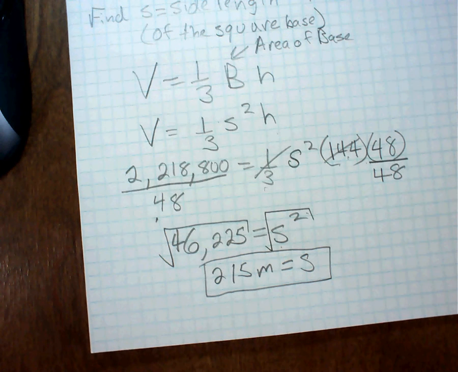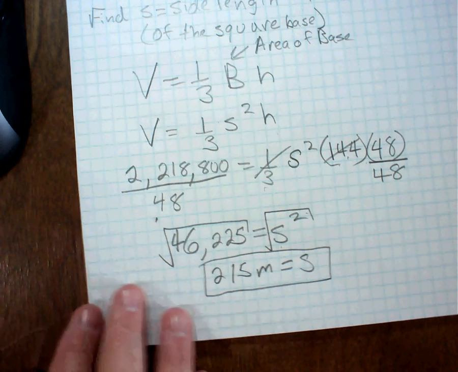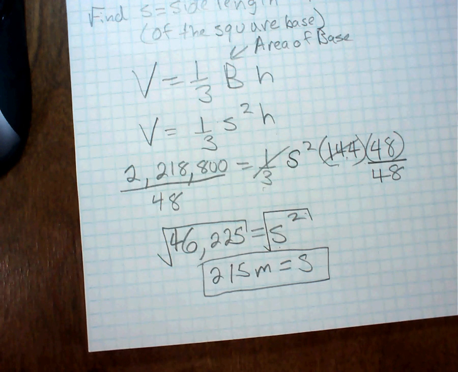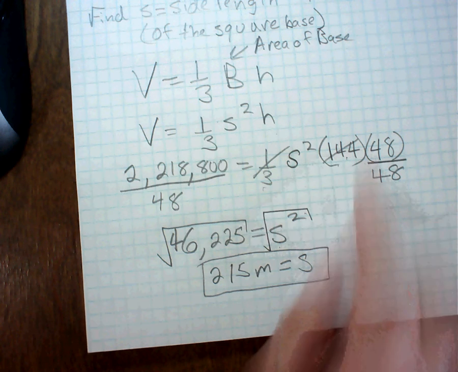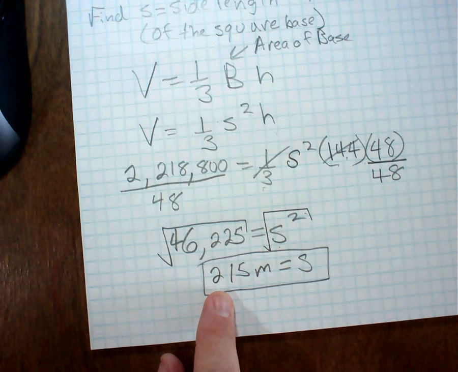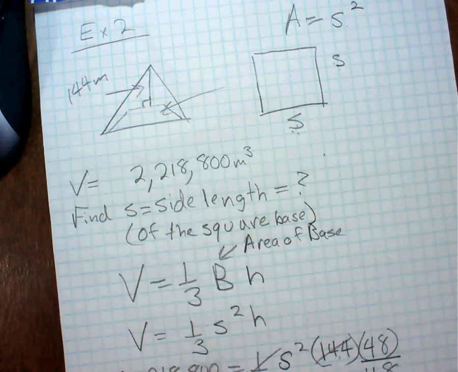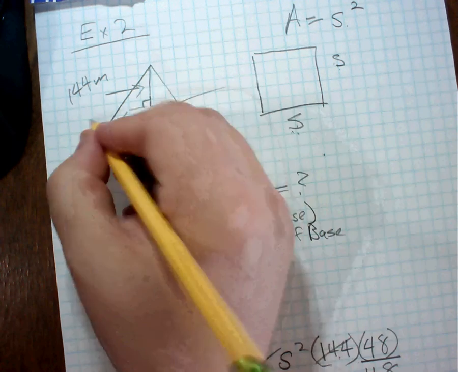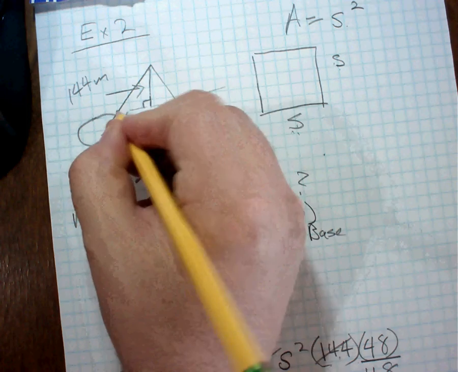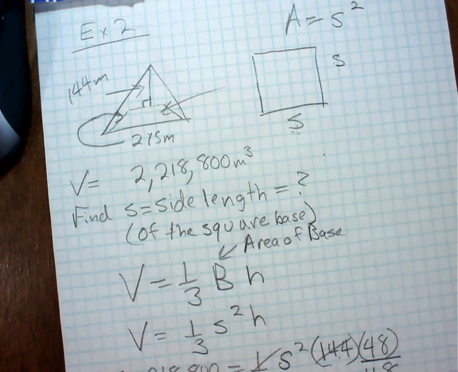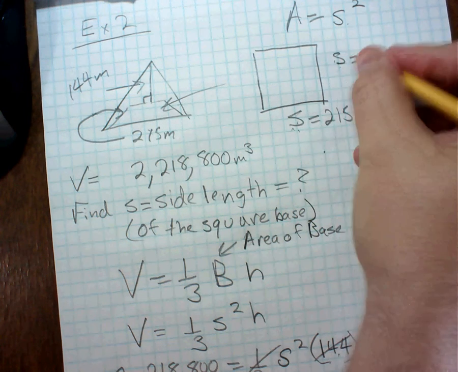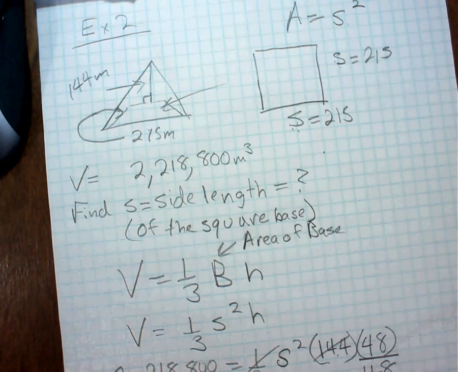And that's it. So a pyramid to have a volume of 2,218,800 with a height of 144 meters has to have a side length of 215 meters. In other words, this square base has 215 meters, and then this side length is also 215 meters. Okay? That's it.